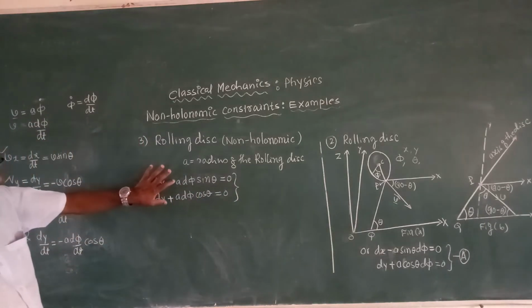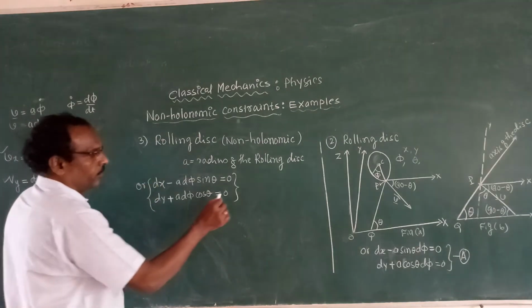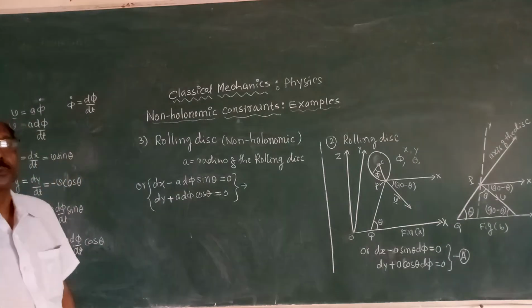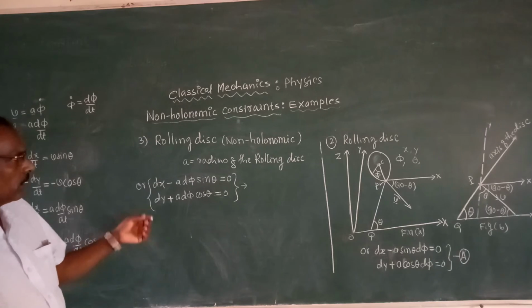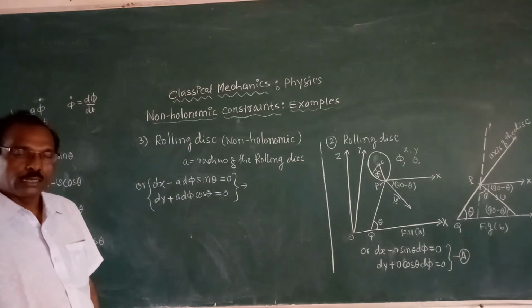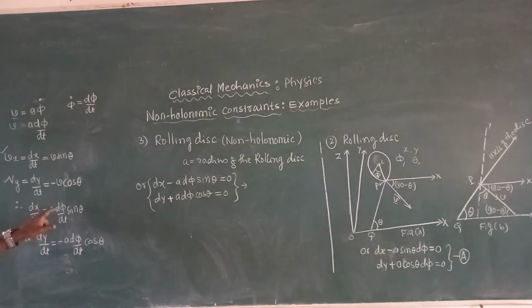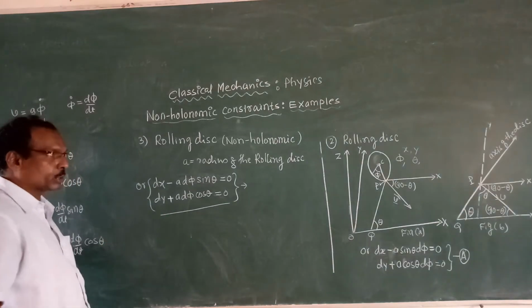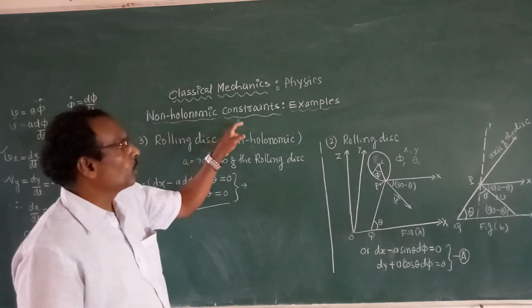Now this equation tells us that we cannot integrate these equations unless we solve the entire problem. That means a non-holonomic constraint is a constraint which can be represented by a non-integrable differential equation. We have here d phi by dt. This cannot be integrated because to integrate it, we have to solve the entire problem. Therefore, a disk rolling vertically in the xy plane is an example of a non-holonomic constraint.